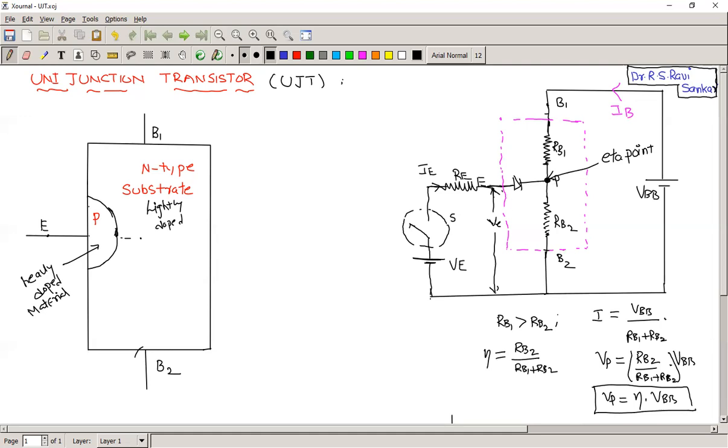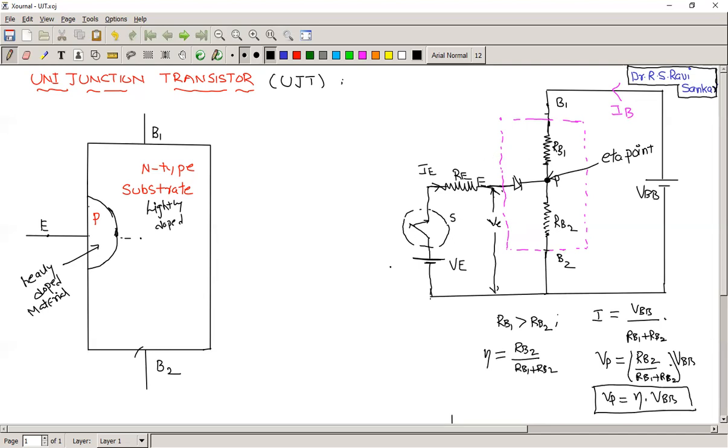Why are we calculating this potential? Because to turn on this device, we apply the emitter voltage after closing the switch. The diode is forward biased only when the emitter voltage is more than this eta point voltage. Otherwise, this diode is off. The resistance is very high, and a very small amount of current passes through the device, so it is in the off state.